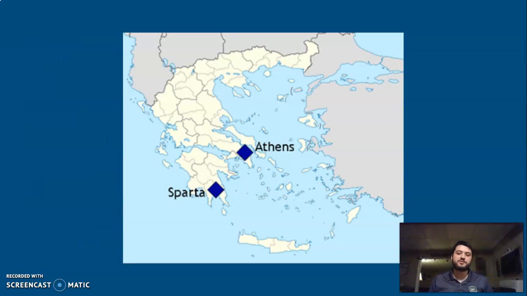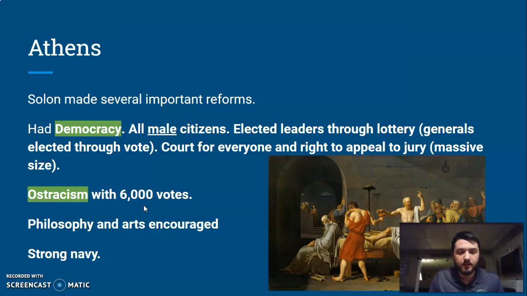So here's a map of Greece with Athens more to the north. It was pretty close to the coast, so its navy was a lot more important to it. And then you had Sparta, which was on the Peloponnese, connected by this little land bridge. It was more inland, so its army was a lot more important to it, as you'll know. But first we'll talk about Athens.